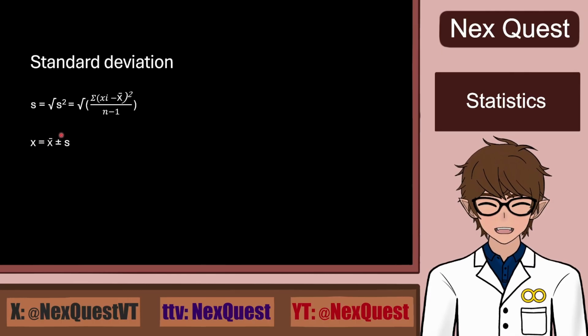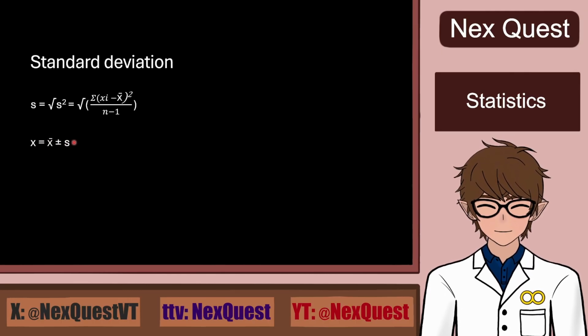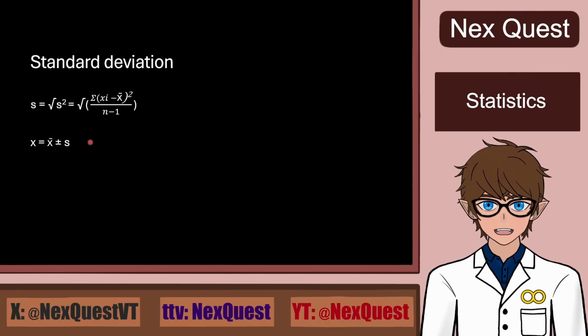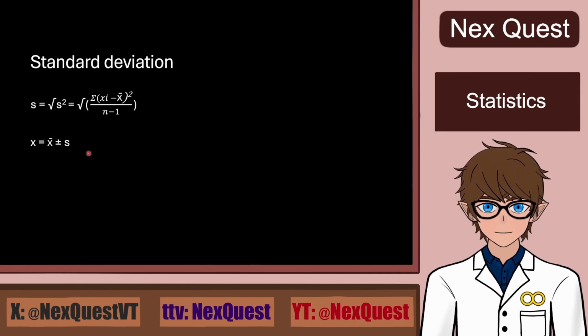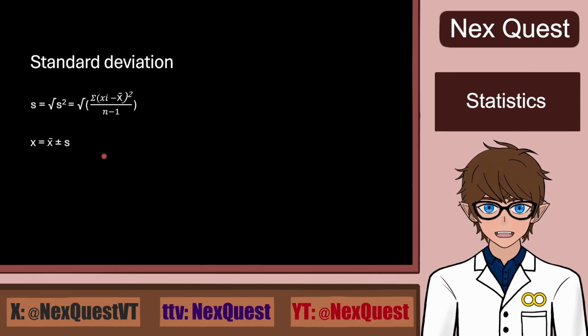Now you can write a bracket and both numbers in, then end bracket and add the unit, or you just have number unit plus minus number unit. Whichever you prefer, just make sure you don't forget the units.